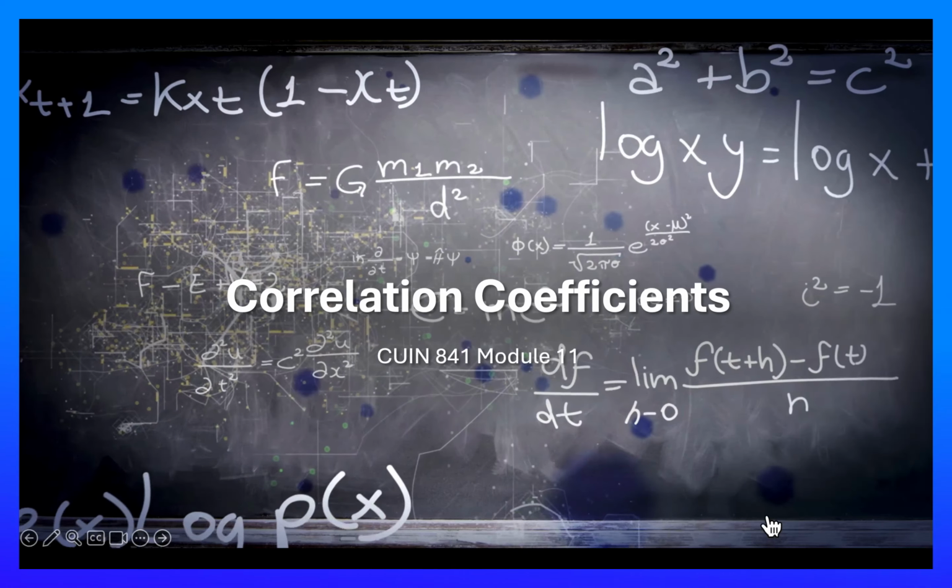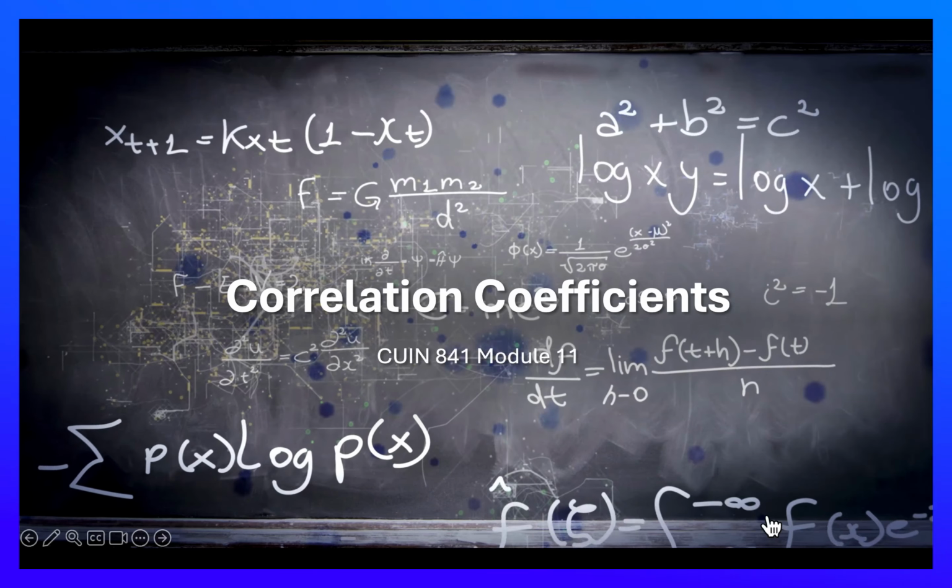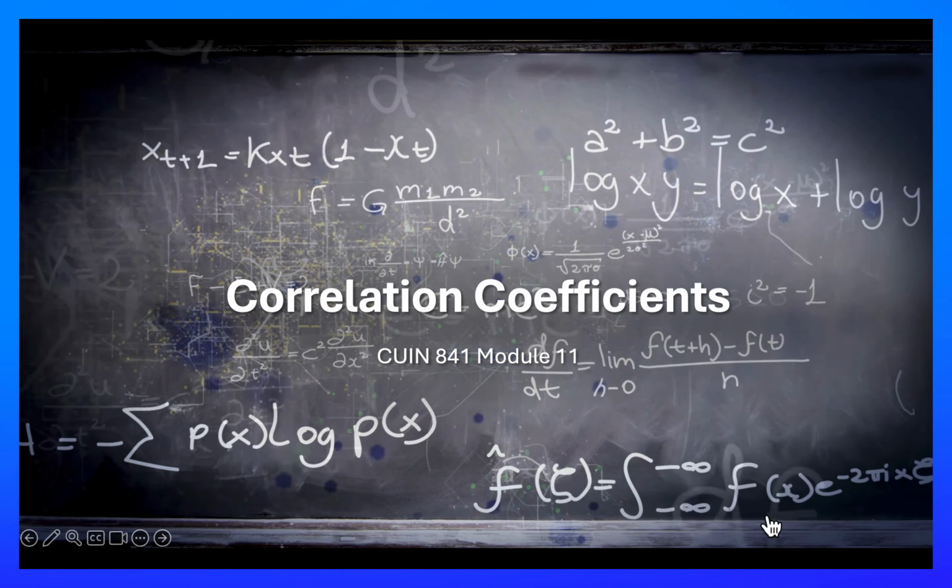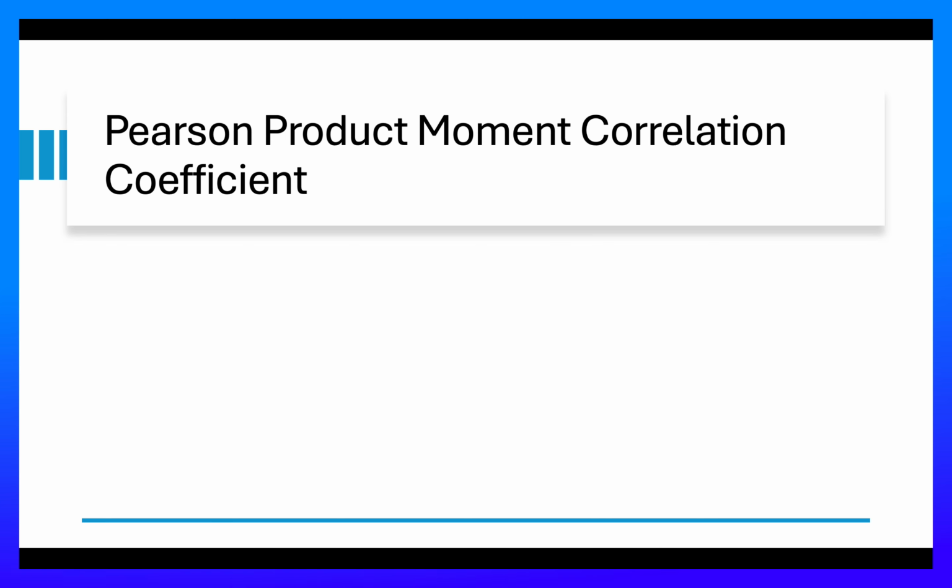In this presentation, I'm going to introduce you to how to run some basic bivariate correlations using SPSS. First of all, we will review the Pearson product moment correlation coefficient.